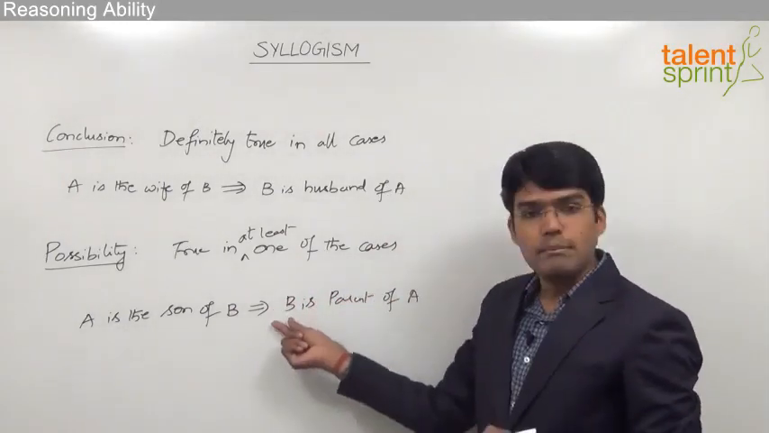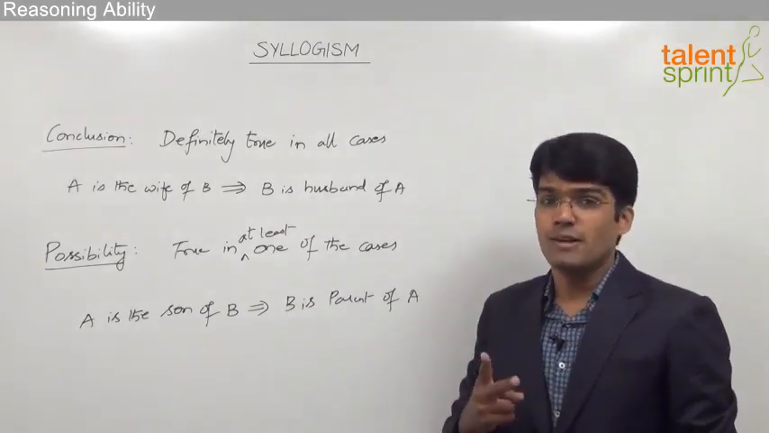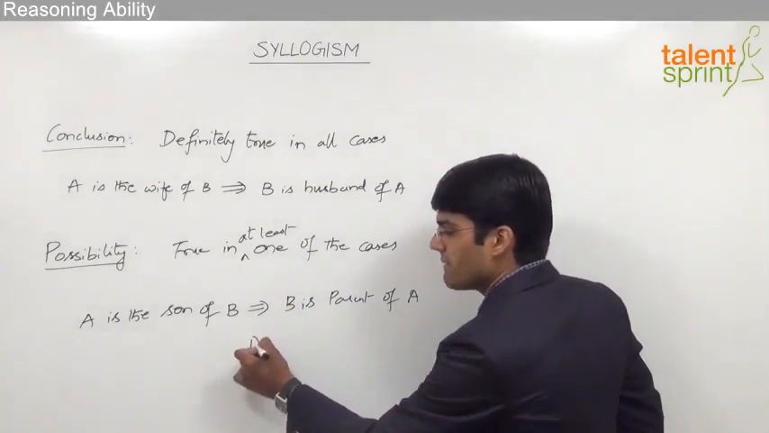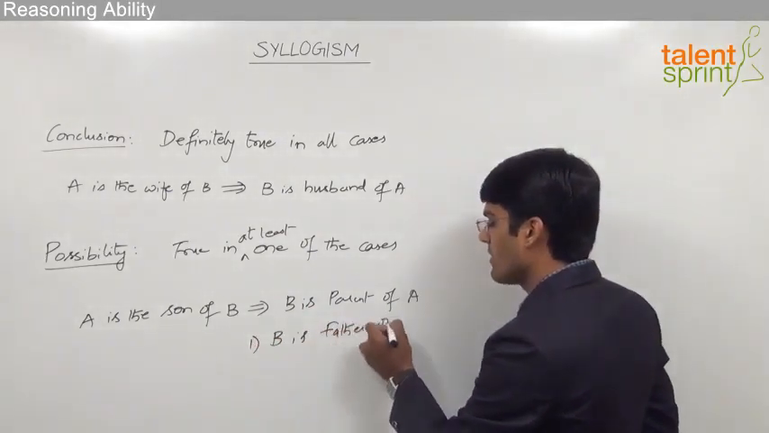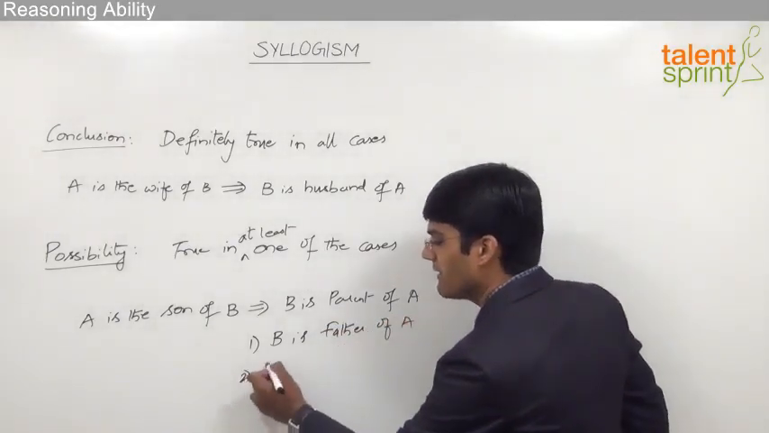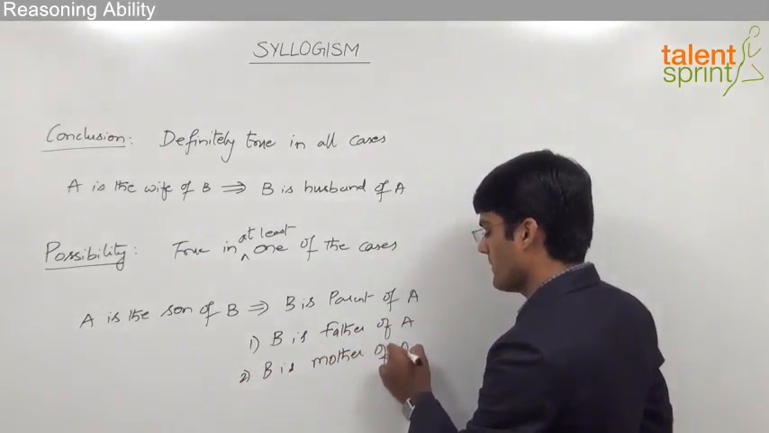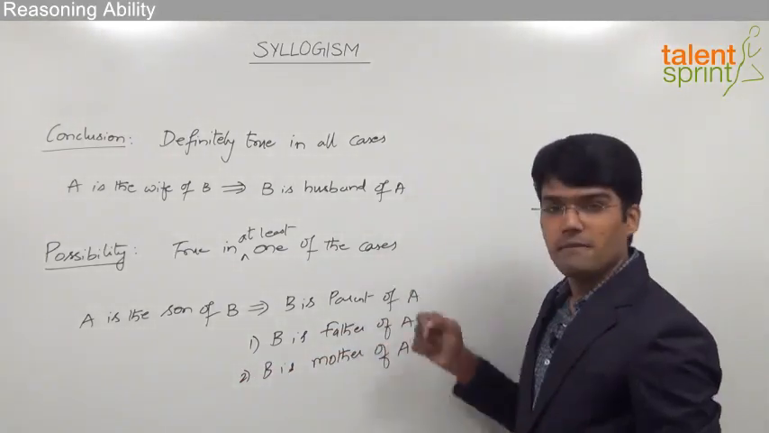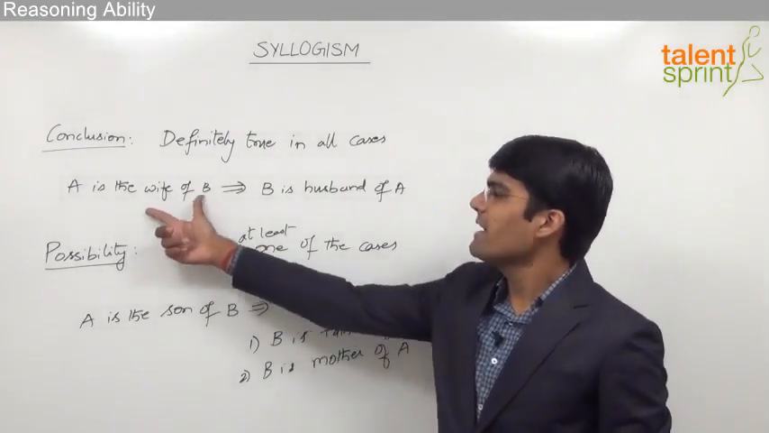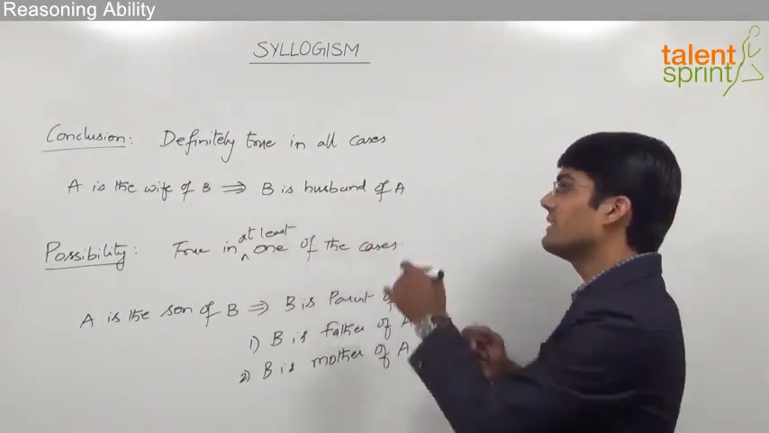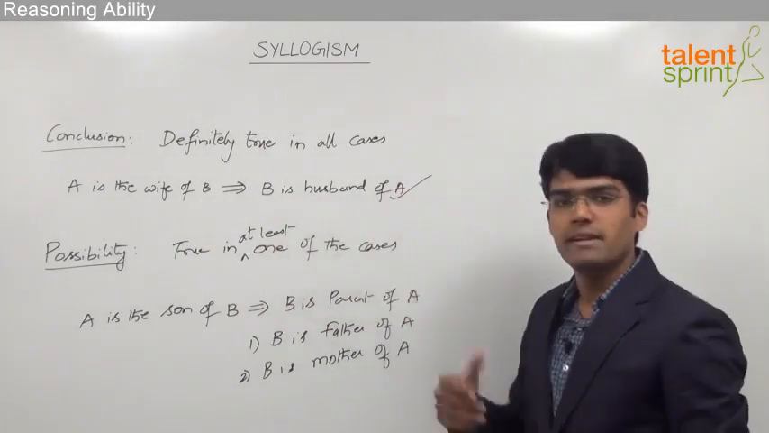But whether B is a male parent or the female parent cannot be decided here. That means there are two possibilities. What are the possibilities? The first possibility here is B is father of A, and the second possibility is B is mother of A. So this is the basic difference between a conclusion and a possibility. As you can see, for this statement we can make a definite conclusion. So this can be taken as a conclusion for the given statement because that is definitely true.